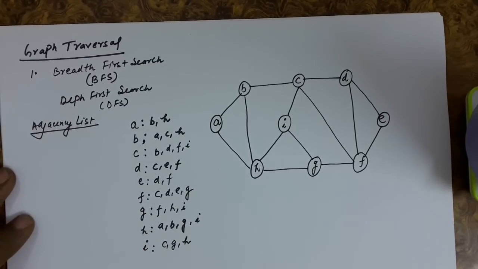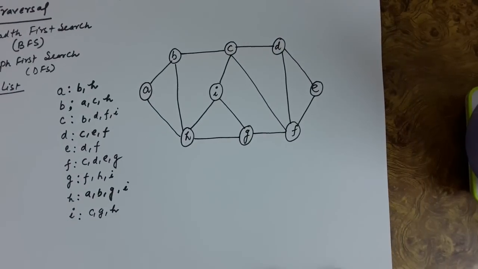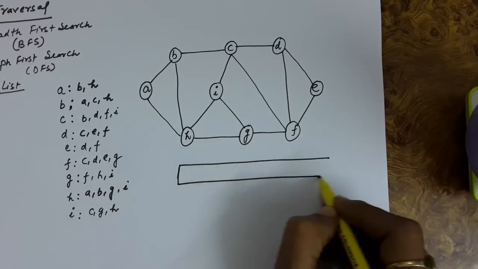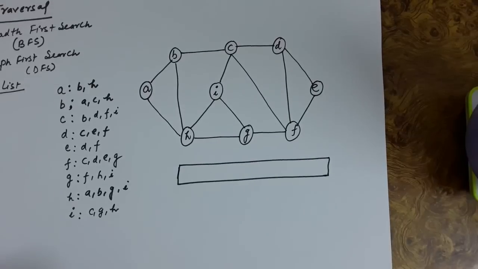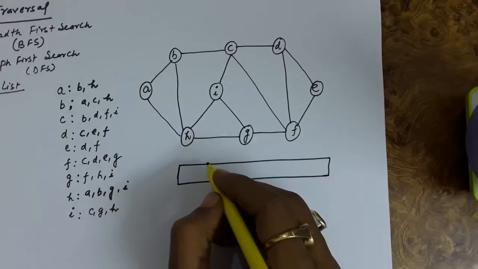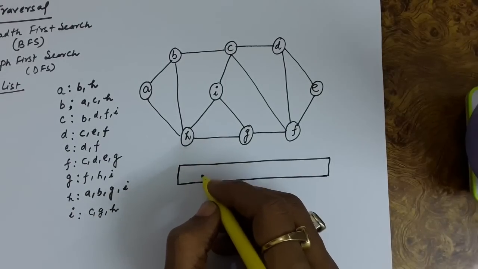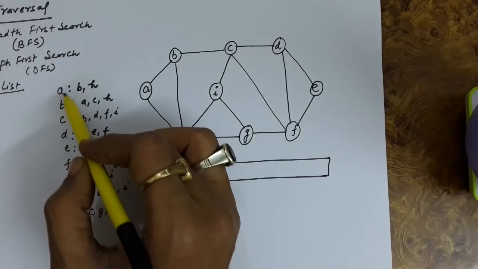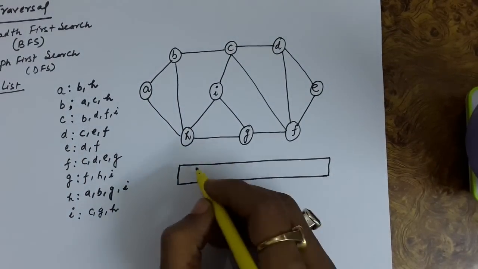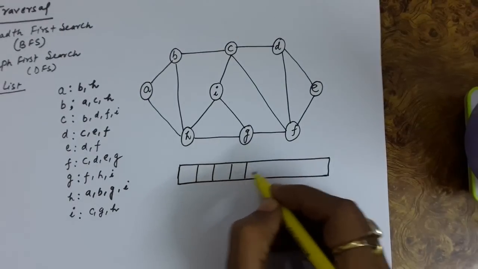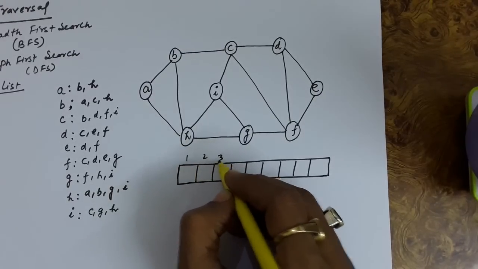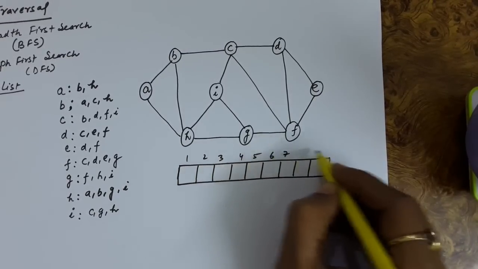So for doing the graph traversal using BFS, I need to have a queue. Now the queue has a size the same as the number of vertices. In this graph we have 1, 2, 3, 4, 5, 6, 7, 8 and 9 vertices. So the size of this queue will be 9. It means it should be able to accommodate 9 elements.